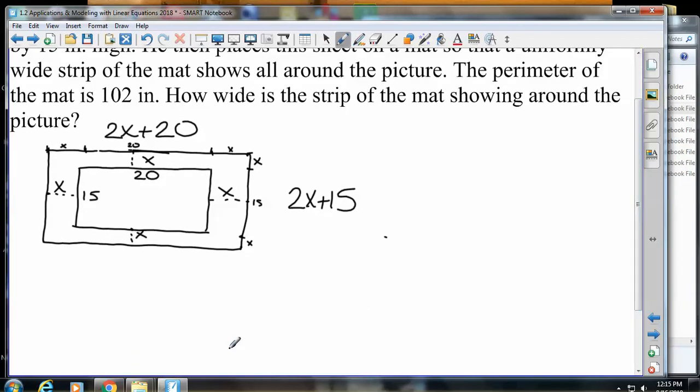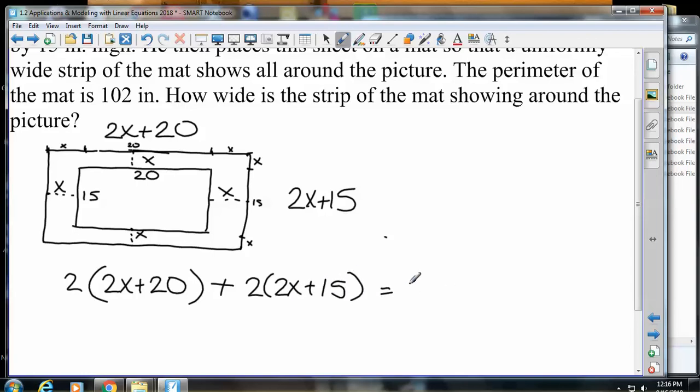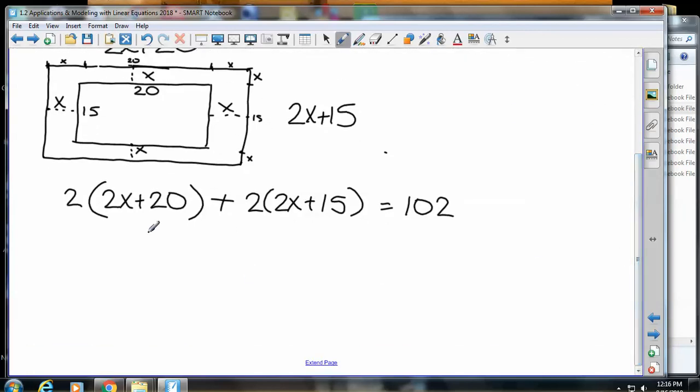Alright, so now we can talk about perimeter. Can I just take one side times 4 in this scenario? No. We could either write all 4 sides, or the 2x plus 20, how many sides have that length? 2. So I could take that times 2 if I didn't want to write it twice. Plus, we have 2 of those sides. And all together, that is 102. Does everybody understand why I multiplied those by 2? So solve your equation.